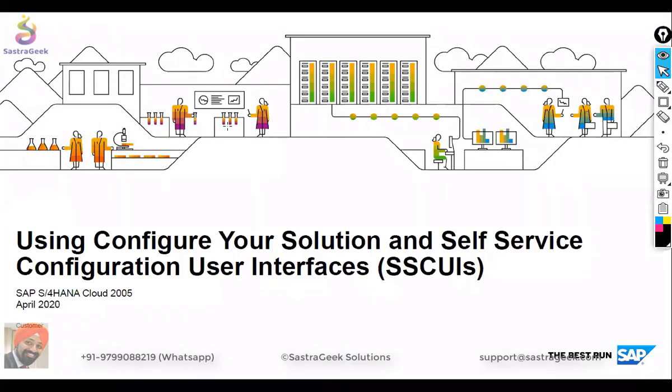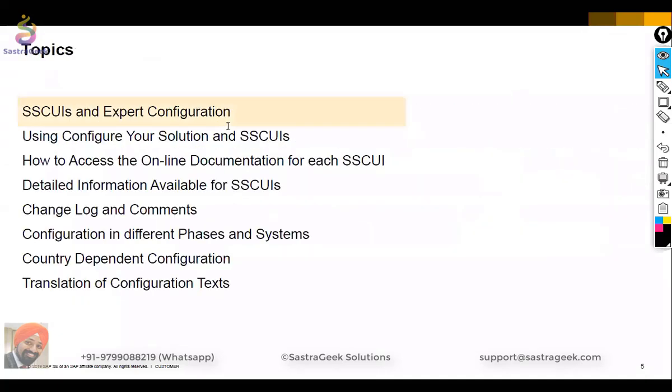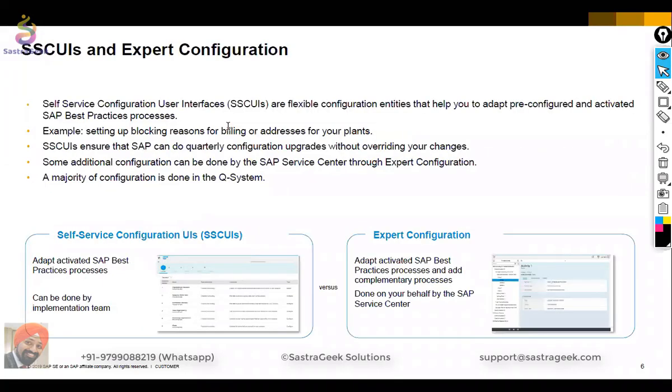So this is for the cloud edition, which talks about the self-service and the expert configuration. You can see that these are the expert configurations, which would be done by SAP. We need to request SAP. They have given templates. We need to fill the templates and create a service request to SAP to get those configurations done. And most of the configuration would be through the self-service configurations.